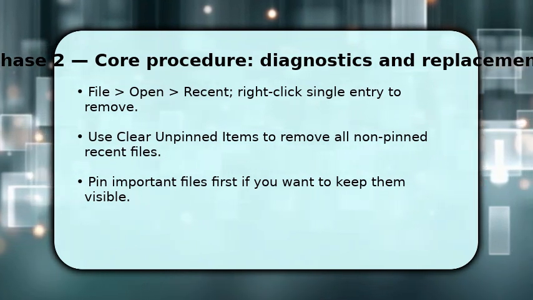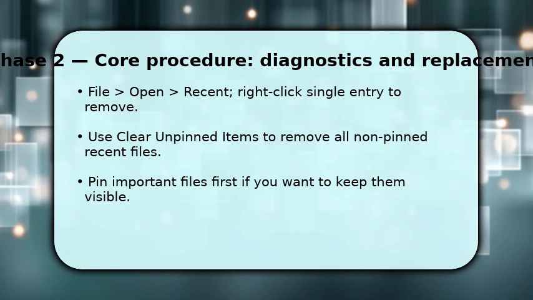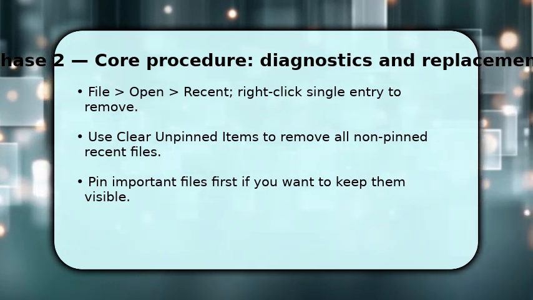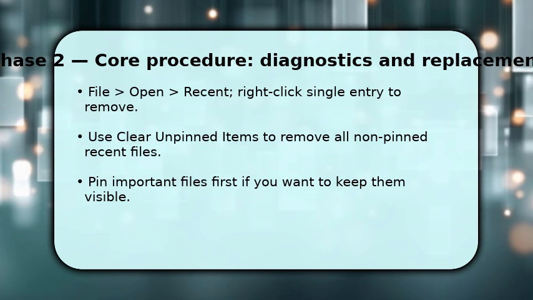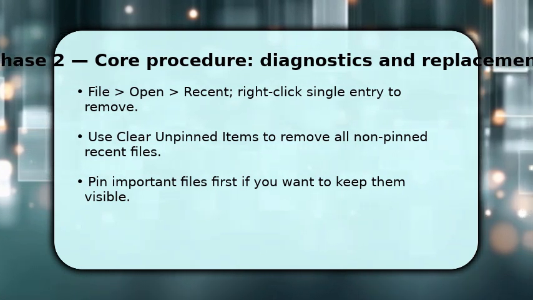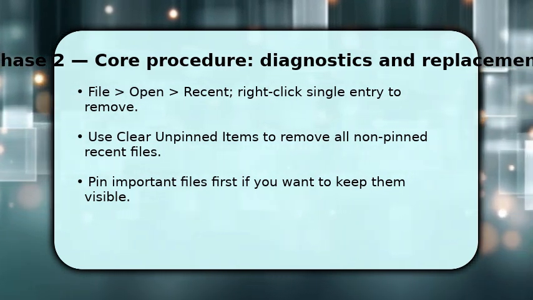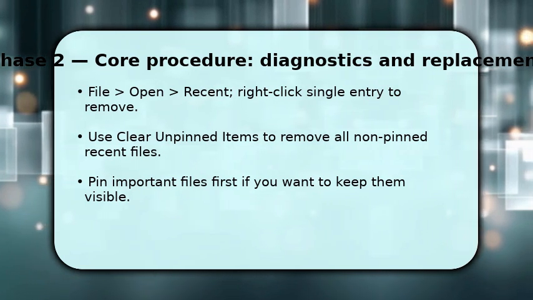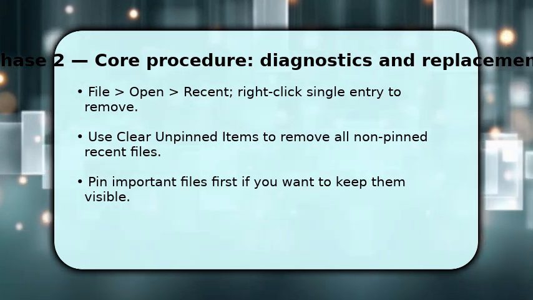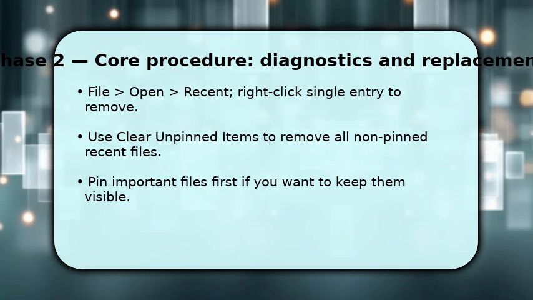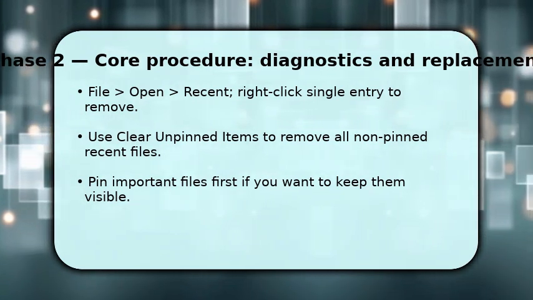If you have many entries, use Clear Unpinned Items to wipe all non-pinned files in one action. This is faster and prevents accidental loss of pinned documents. Make sure to pin any file you want to keep before bulk clearing, because pinned items survive. After clearing, review the list to confirm the intended entries are gone.